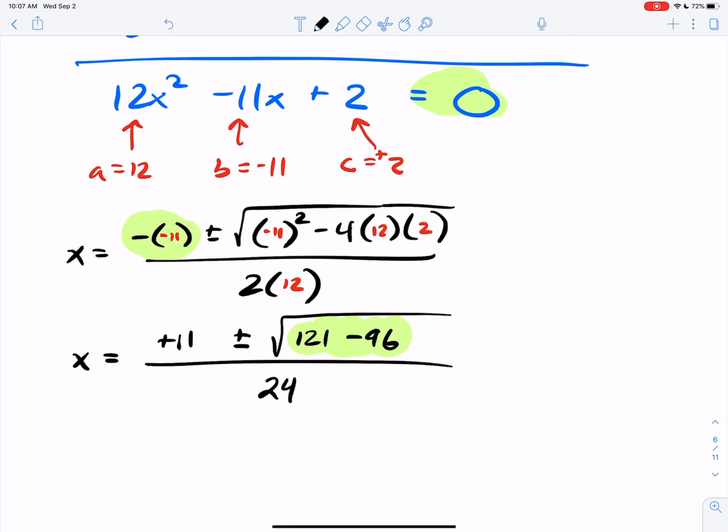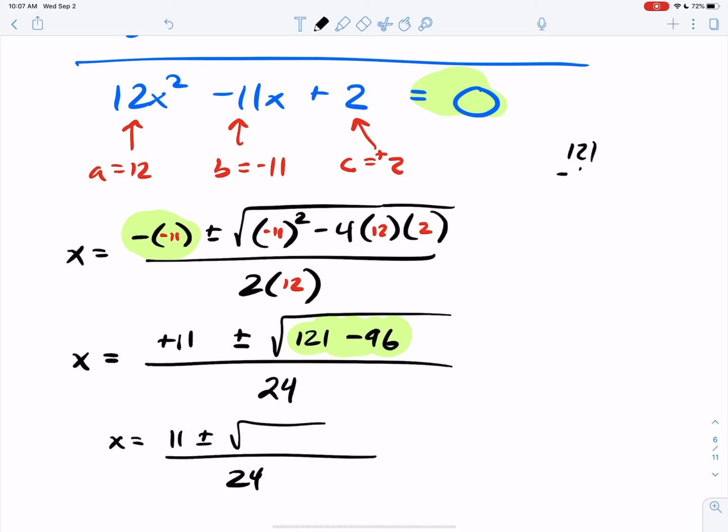Oh gosh, what does that come out to? That's going to be positive 11 plus or minus 24, the square root of, let's see, 121 minus the 96. Okay, I'm going to borrow. So 11 minus 6 is 5, and then 11 minus 9 is 2. So that's 25.